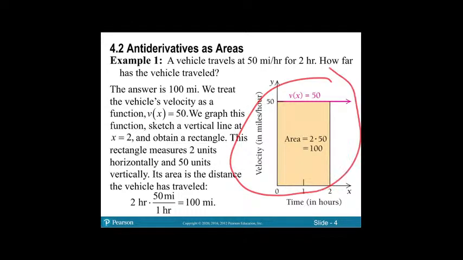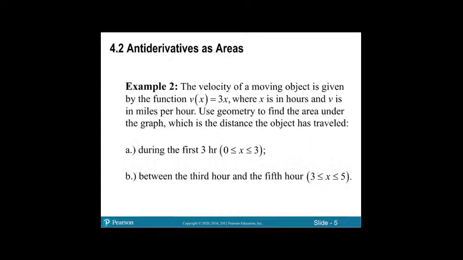Okay. The velocity of a moving object is given by the function here, where x is in hours and v is in miles per hour. Use geometry to find the area under the graph, which is the distance the object has traveled, during the first 3 hours, and then between the 3rd hour and the 5th hour. This velocity is linear, so we would graph it. I'm probably just going to use the prepared typed notes. It would be a diagonal line passing through the origin with a slope of 3. Then we want to find the area under the curve as x goes from 0 to 3.